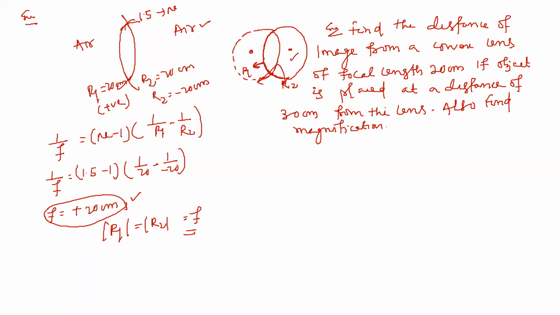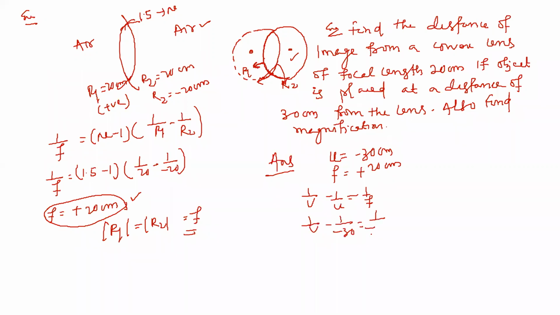See students, u is how much? u is minus 30 centimeter. Focal length we take as plus 20. 1 by v minus 1 by u is equal to 1 by f, that is 1 by v minus 1 by minus 30 is equal to 1 by plus 20. By solving, v is equal to how much? 60. So how much will the magnification be, students?